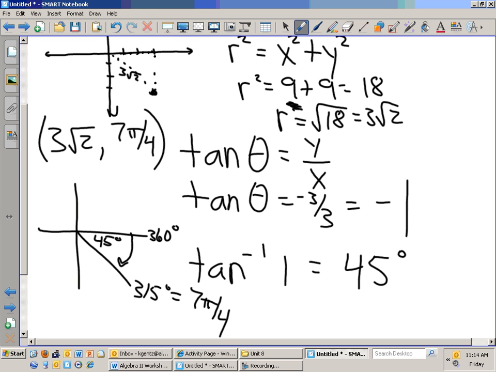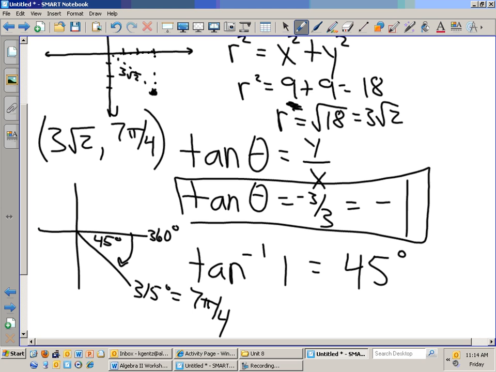Because we found that tangent of theta is equal to negative 3 over 3. Right? When we got this, Levi, we had to solve for theta. In order to solve for theta, we do tangent inverse. The negative sign tells me which quadrant I'm in. If you want to take tangent inverse of negative 1, you could do that too. That's fine. You can do that.